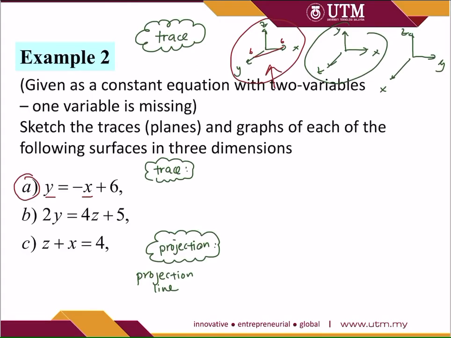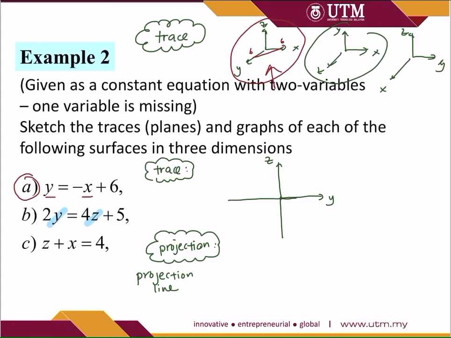For the trace here, now we need to determine what is the existing variable. In this case the existing variable is y and z. So of course we need to sketch for y and z. Let's say this is the axis. We need to sketch the trace for y and z. What will be the line? Since this one is linear, of course the trace is the line.